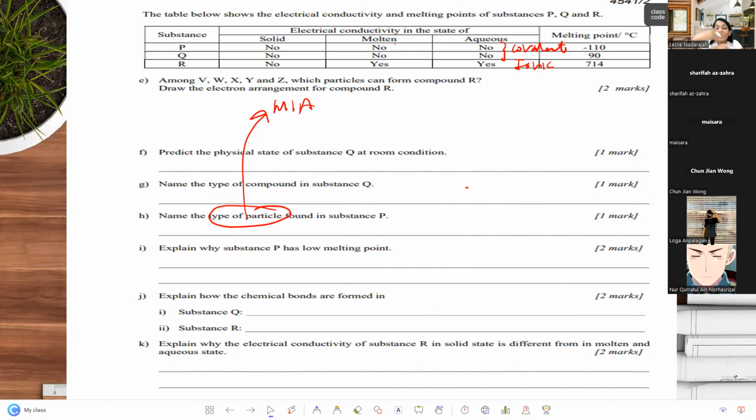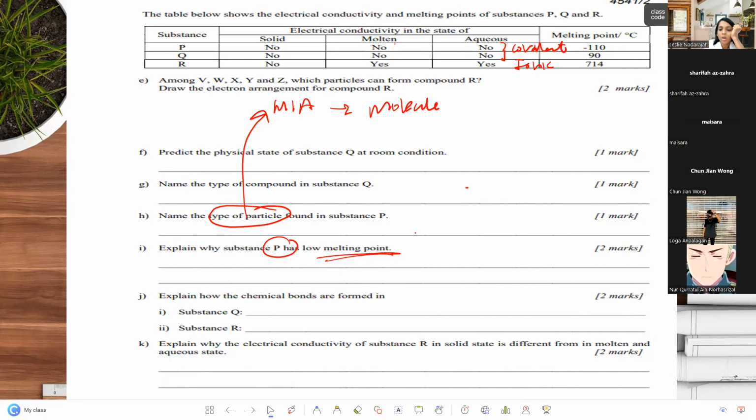Very good. Okay, it is a molecule, because it's a covalent compound. Mainly all covalent compounds are molecules. Okay, all covalent compounds are molecules. Next question here. Why does P have a low melting point?